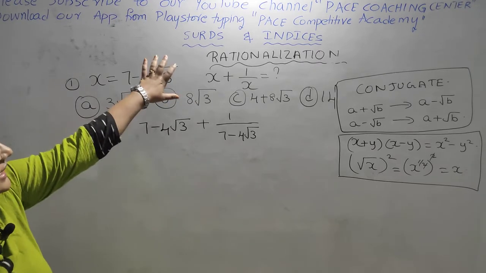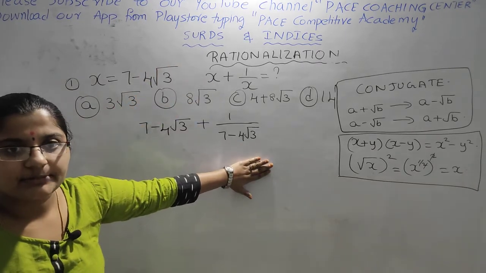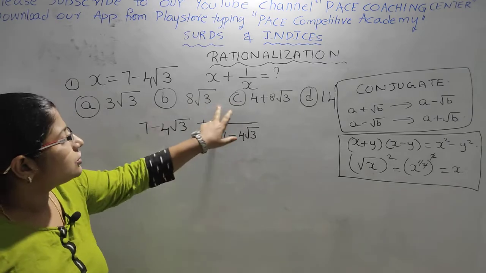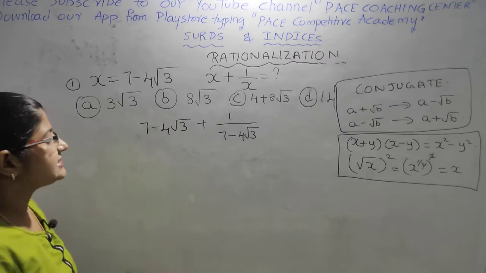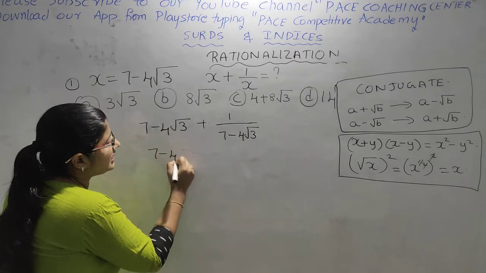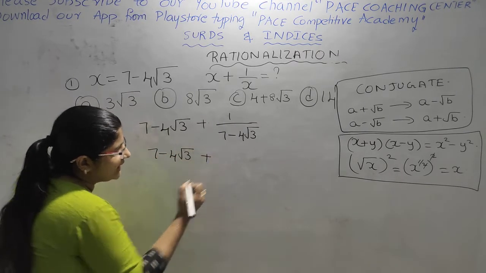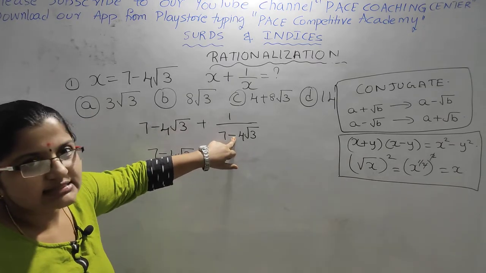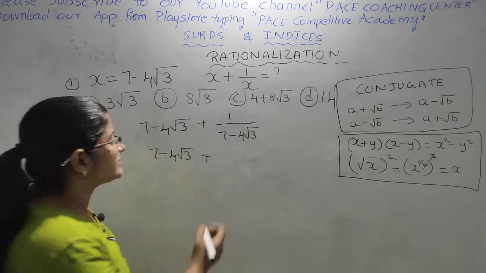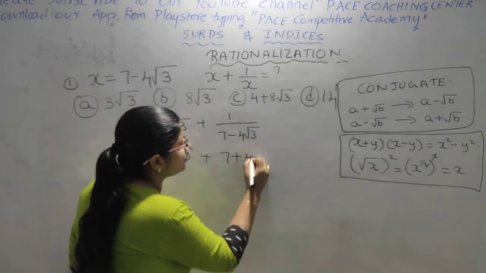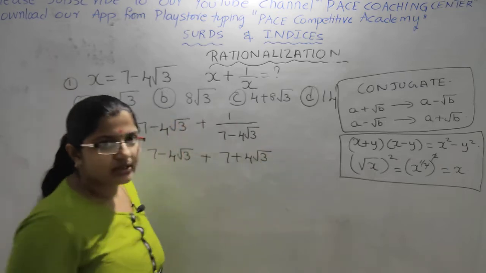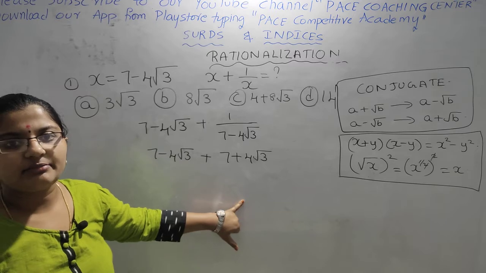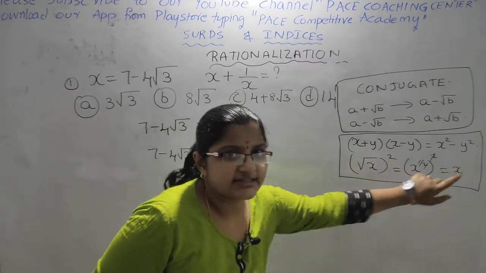So by applying the rationalization, we can simplify the denominator. So we need to simplify only this term. So by applying the rationalization, we will get 7 minus 4 into root 3 plus, in the denominator, if minus is there, the conjugate of minus is plus, which is nothing but 7 plus 4 into root 3 divided by, always the denominator after rationalization will be of the form x square minus y square.